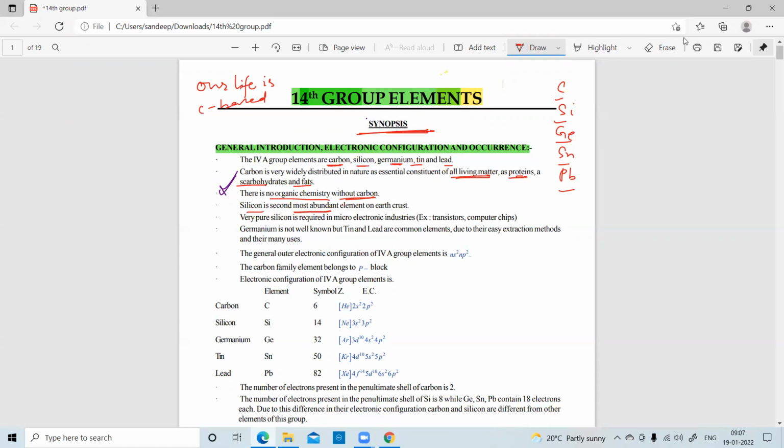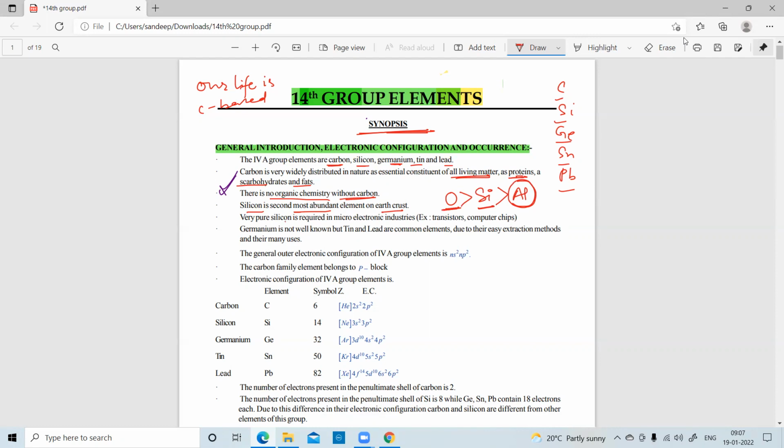Silicon is the second most abundant element in the Earth's crust. You have to know that the most abundant element is oxygen, second is silicon, and third is aluminum. So the most abundant metal is aluminum, the second most abundant element is silicon, and the most abundant element is oxygen.